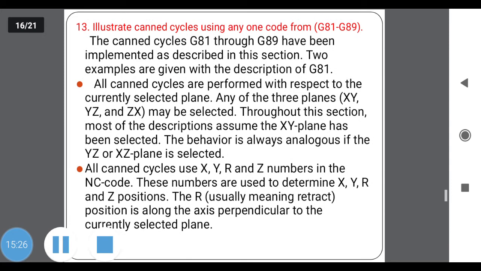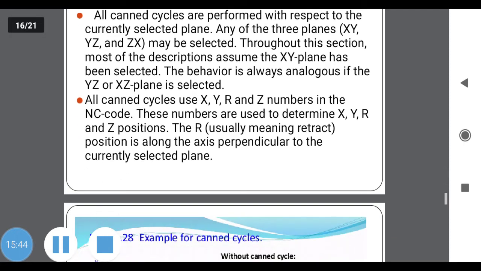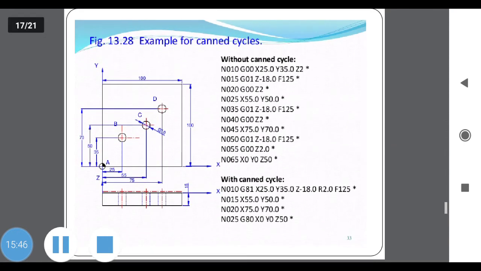This indicates a CAN cycle. For this we are using the G codes from G81 to G89. In between, we can write the operation performed on the CAN cycle or subroutines using any one of those codes, whether we use G81 or G89. Here you know the examples of CAN cycle.